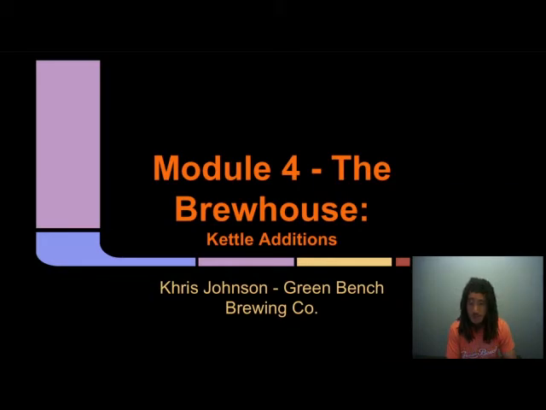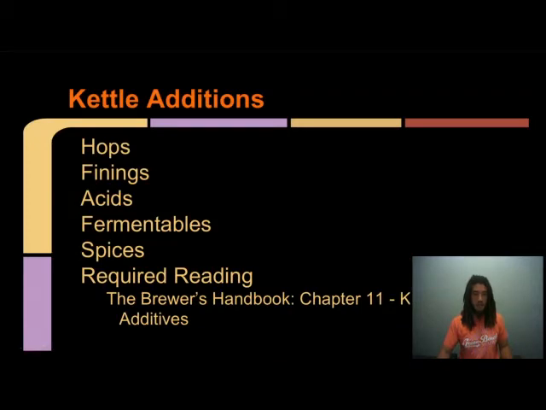This is Module 4 as well, still the Brew House. We are now on Kettle additions. I'm Chris Johnson from Green Bench Brewing Company, and here we go. Let's talk about our kettle additions, the different things that we add during the boil. We'll talk about hops, finings, acids, fermentables, spices, and our required reading for this module, for this specific slide.